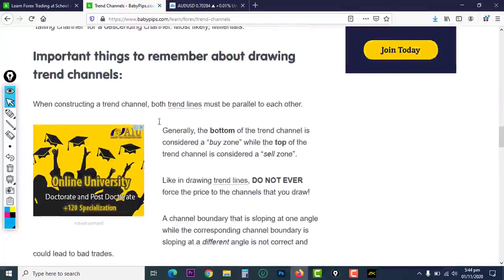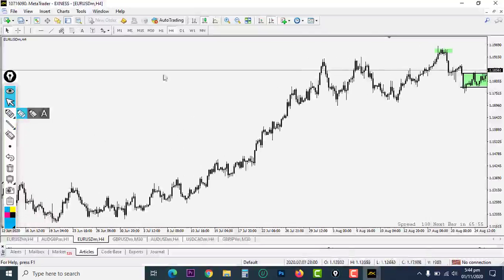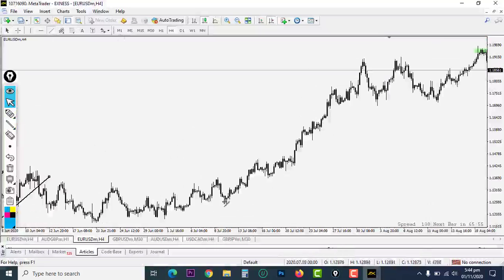Okay, so what are the important things to remember about drawing trend channels? Like drawing trend lines, do not ever force the price to the channels that you draw. Like, I'm trying to make it perfect. I want to draw a perfect trend line. Let me come on here. Let me make it like this.